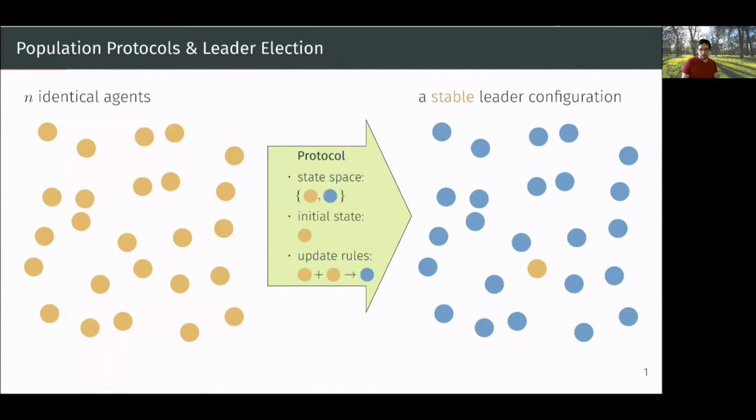A simple example for such a leader election protocol looks like this. This protocol defines the state space as the orange leader states and the blue minion states. Initially, everybody thinks of himself as a leader, and there's only one update rule here which states whenever two leaders meet, then one of them will become a minion. And it's not hard to imagine that if you now select two random agents, use this update rule, then eventually you will end up in a configuration with exactly one leader.